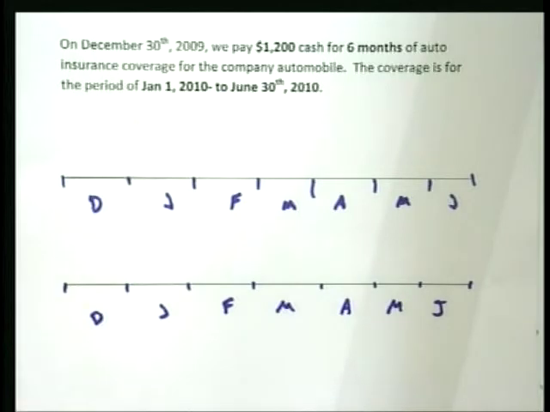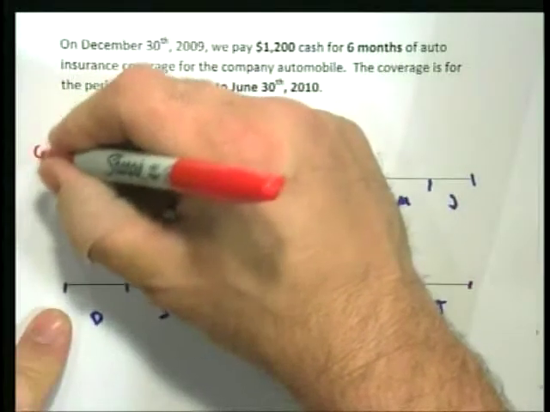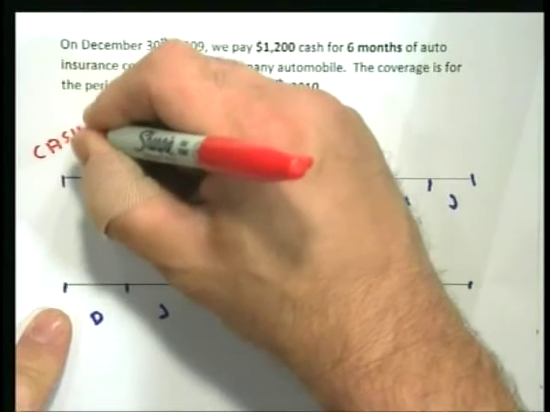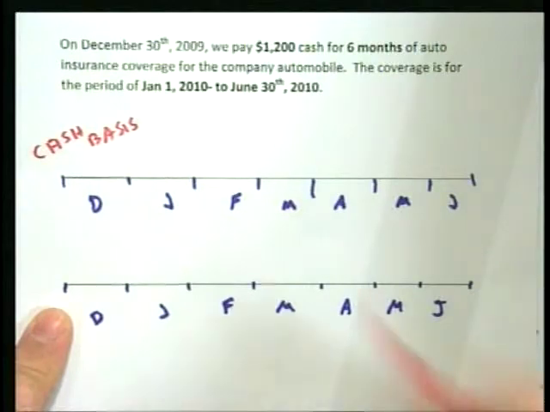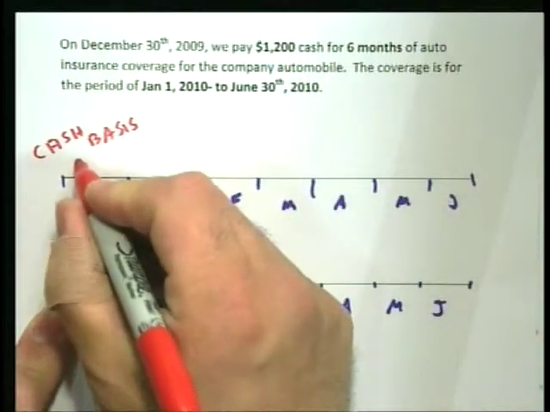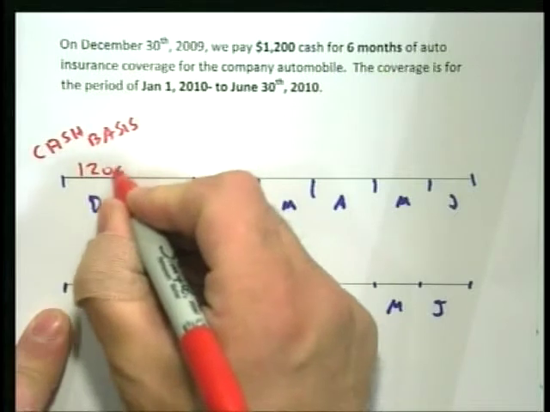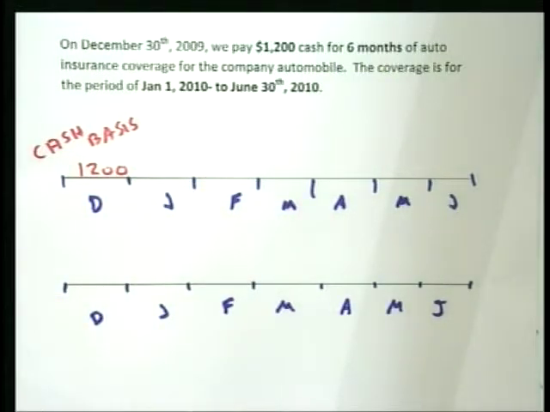Okay. Now, if we were using the cash basis of accounting, now we can't and we don't, but if we were, then we would recognize $1,200 of expense right there. Okay? We would recognize $1,200 of expense all in December. Okay? Because that's when the cash went out, by golly. So we would record the entire $1,200 of expense in December. Okay?